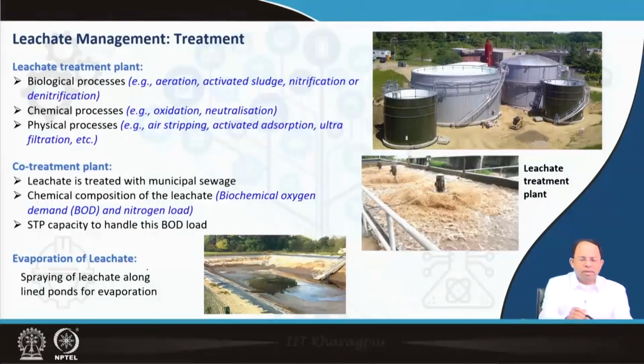Now, in the leachate treatment plant, whether it is locally at the site or done outside, usually we employ biological processes where we use aeration, activated sludge processes similar to water treatment, nitrification or denitrification, right? So these are the processes which are taken up. Chemical processes like oxidation, neutralization are taken up, or physical processes like air stripping, activated adsorption, ultrafiltration. These are the different processes.